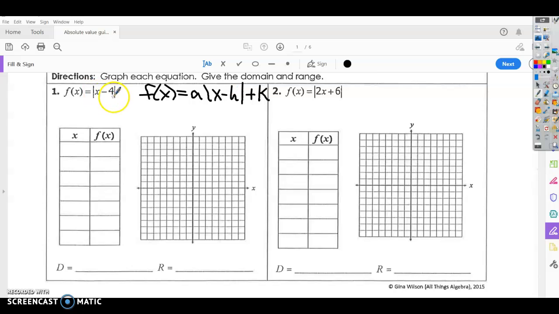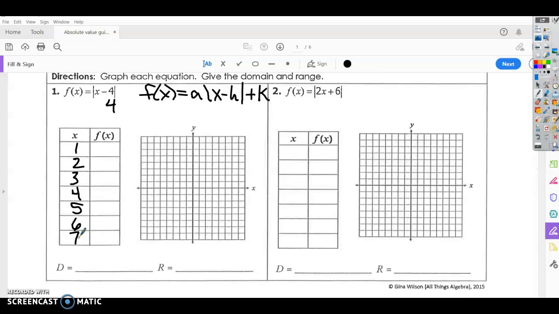All right, so inside the table here, it looks like our vertex, h, would be positive 4. So we're going to come down here in the middle of our table and put positive 4. And then we're going to number on both sides of that, because this is our vertex. So if I number on both sides, I'm going to have 3, 2, 1, and then I'm going to have 5, 6, 7.